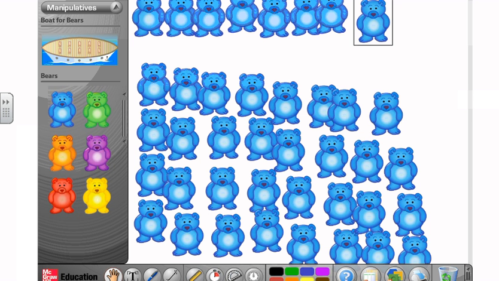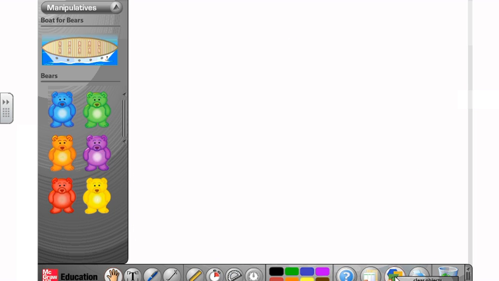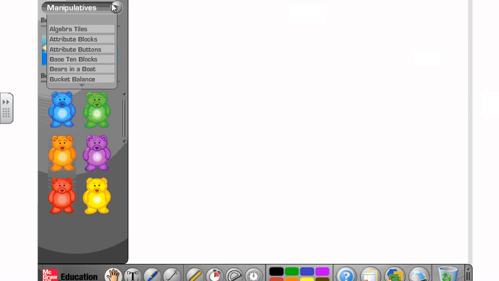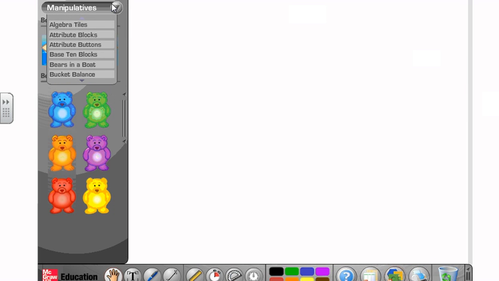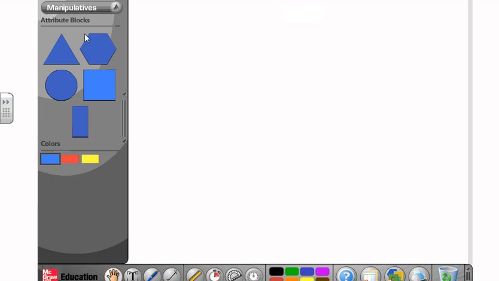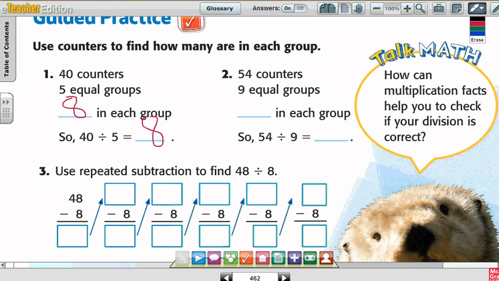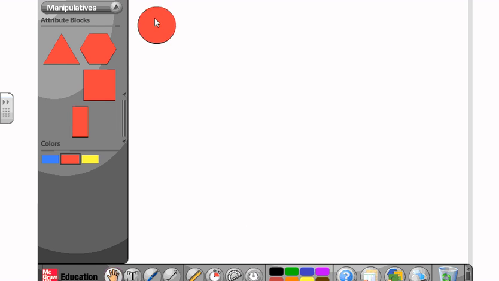Can we do all those? Let's see, a lot easier way to do that. Let's do blocks. Let's do red. And how many groups do I need? How many groups? 9. I need a 9.